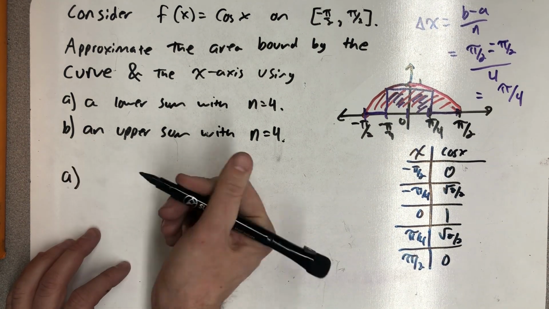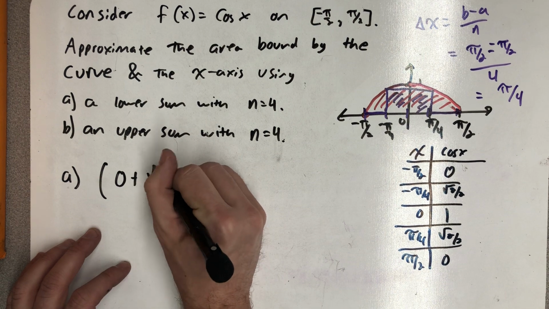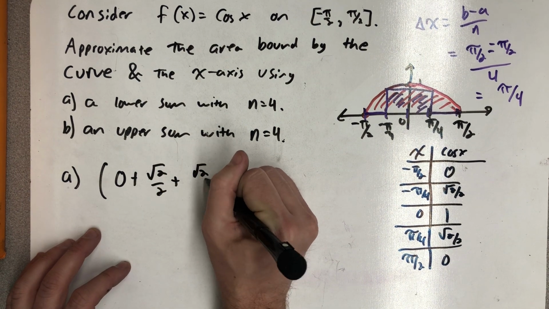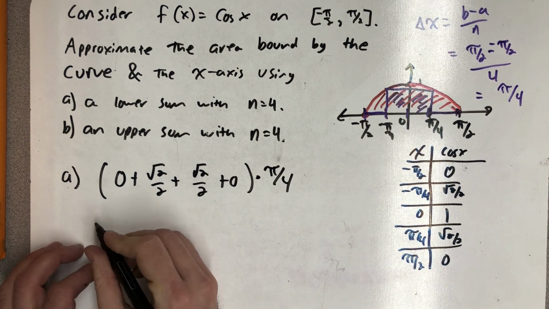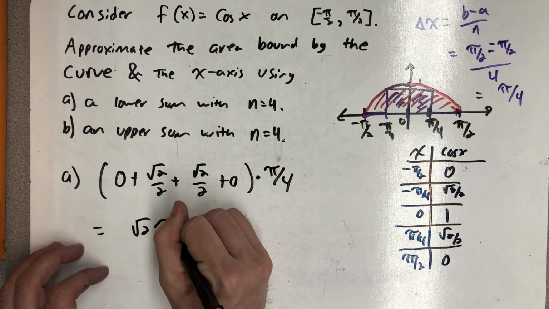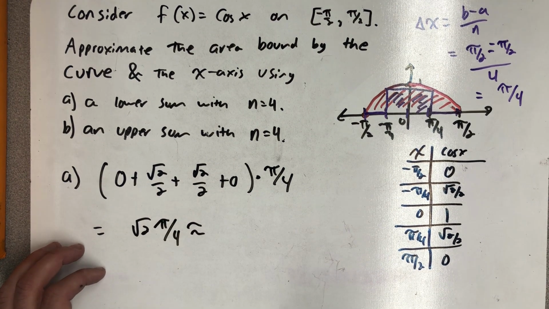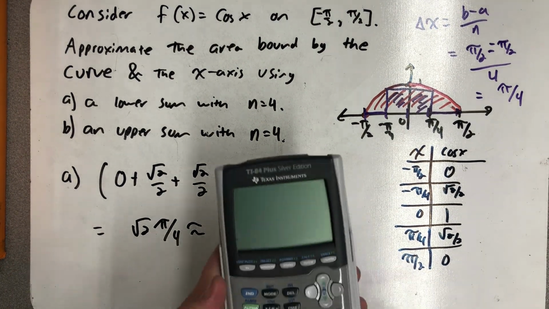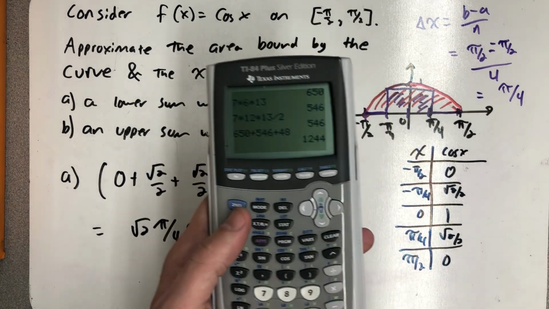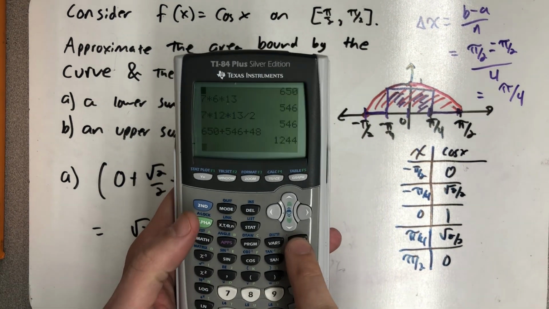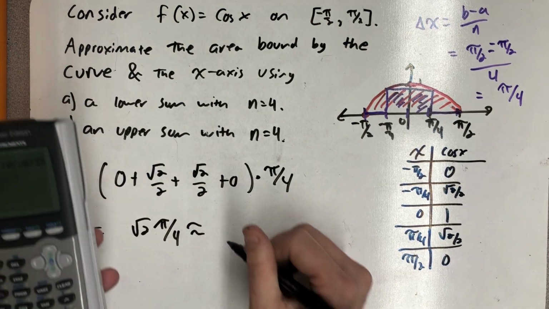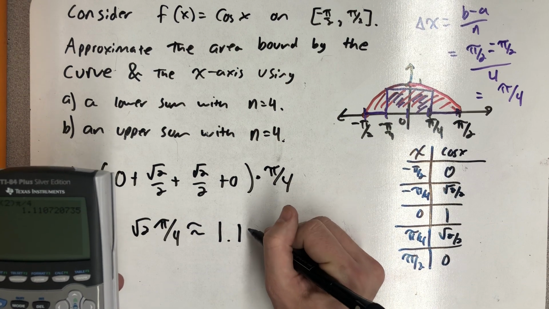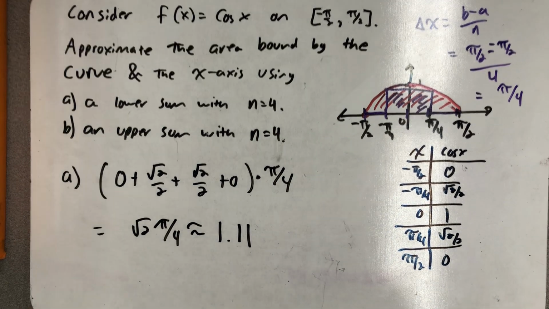And so here in part A, 0 plus root 2 over 2 plus root 2 over 2 plus 0 times the width of each rectangle. That'll give me root 2 pi over 4, which is in itself that lower sum, but let's get a decimal approximation. Root 2 times pi over 4 is about 1.11. So there is my lower sum estimate.